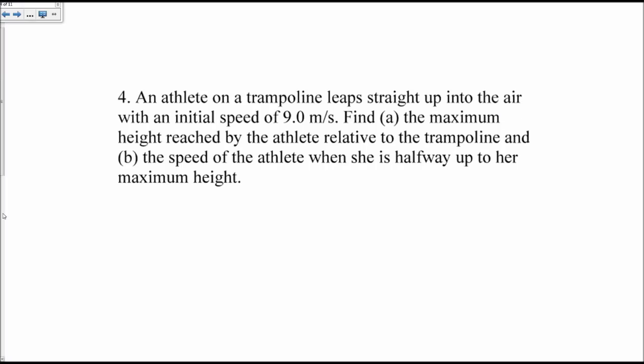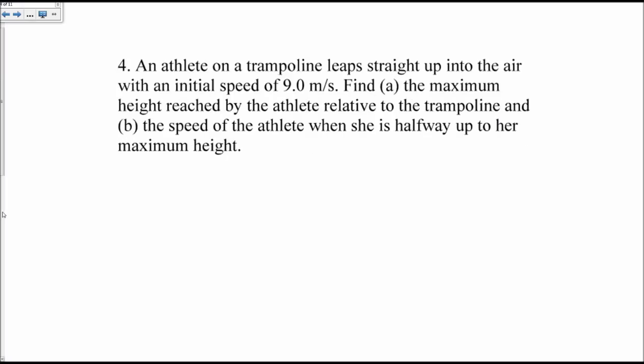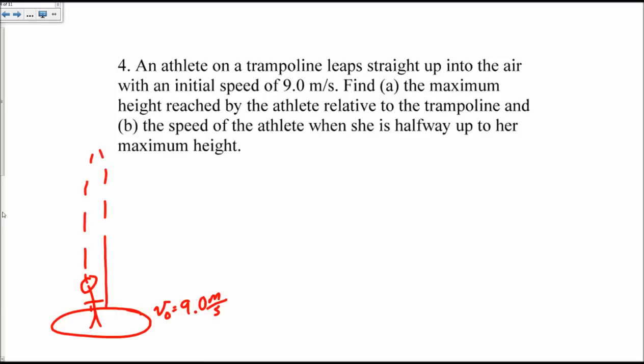An athlete on a trampoline jumps straight up into the air with an initial speed of 9 meters per second. Find the maximum height reached by the athlete relative to the trampoline and the speed when she is halfway up to her maximum height. So here's my trampoline. I'm going up. My initial speed at the bottom equals 9 meters per second. She goes up, and comes back down again.